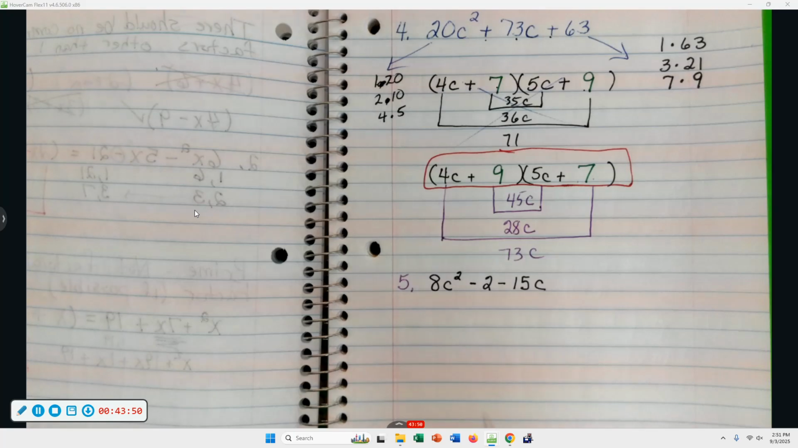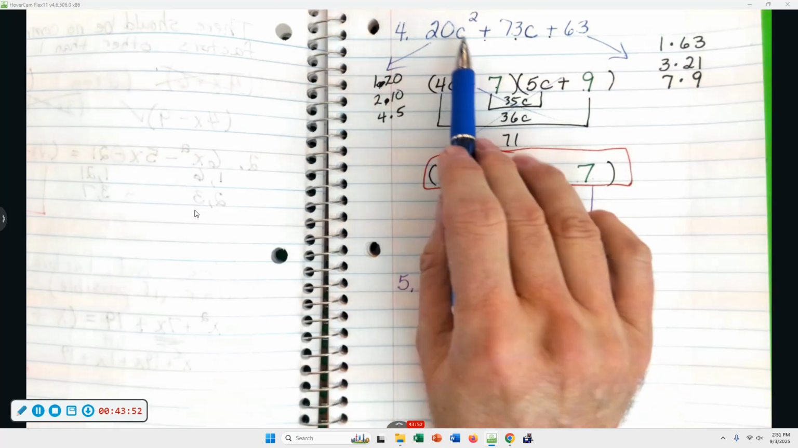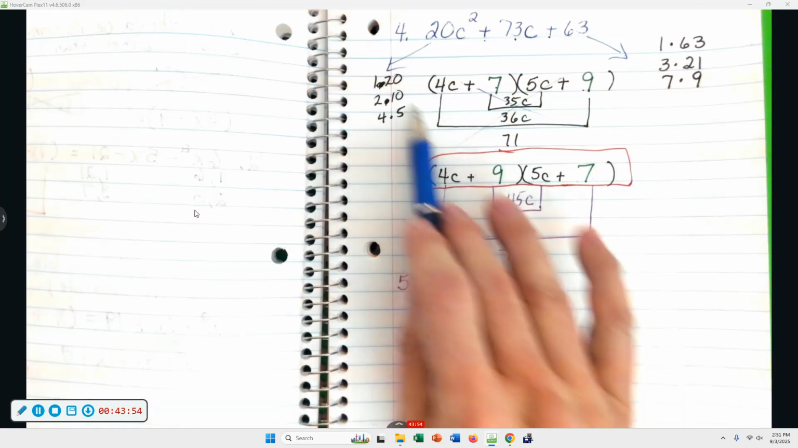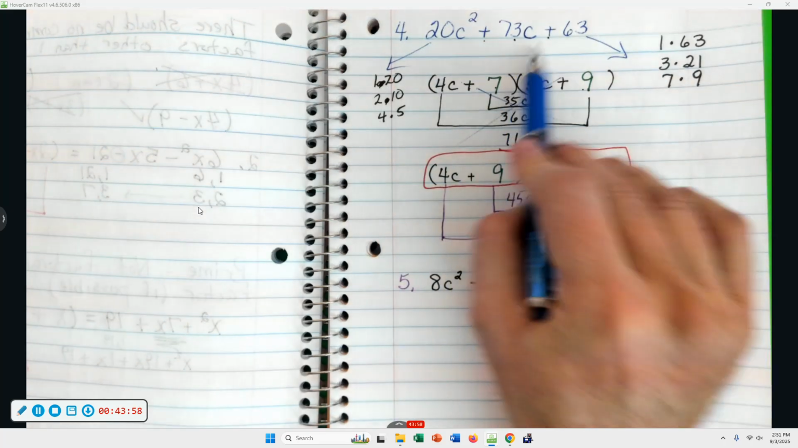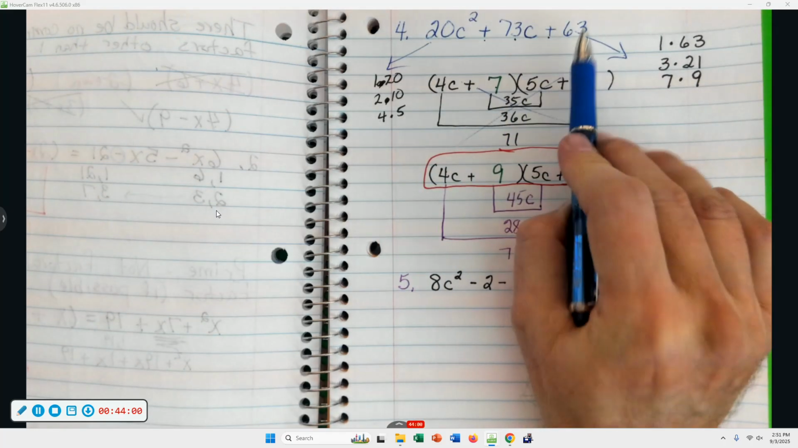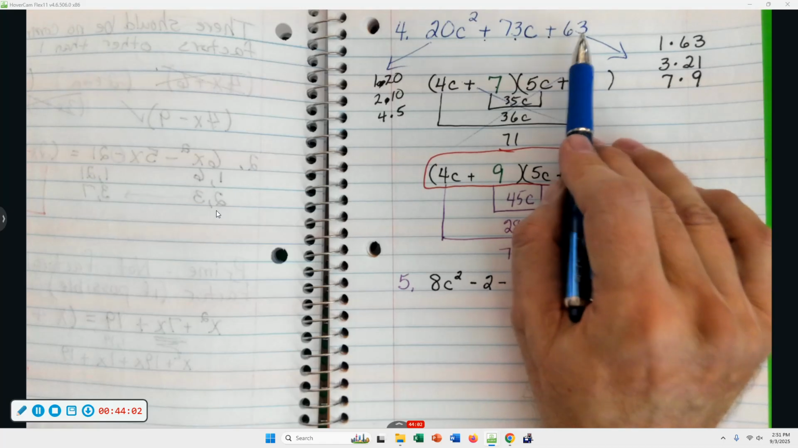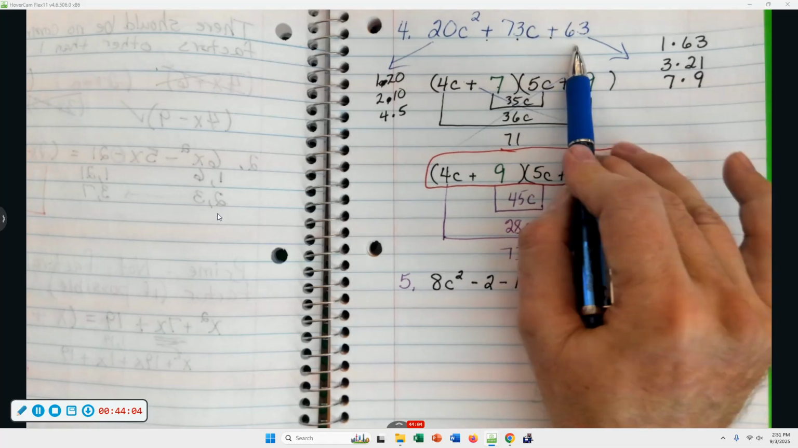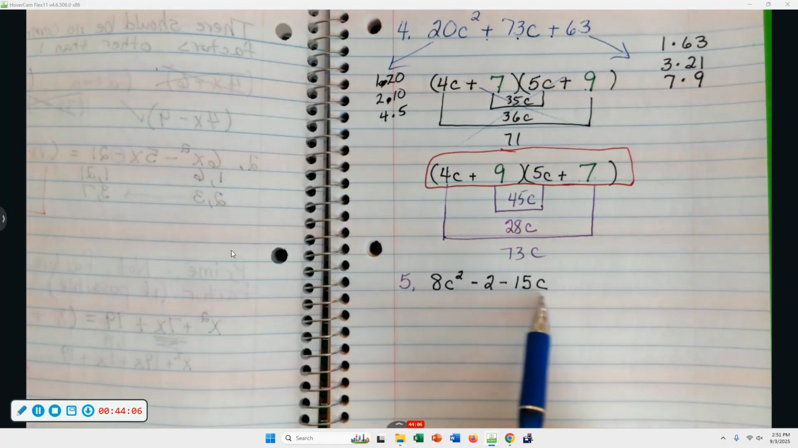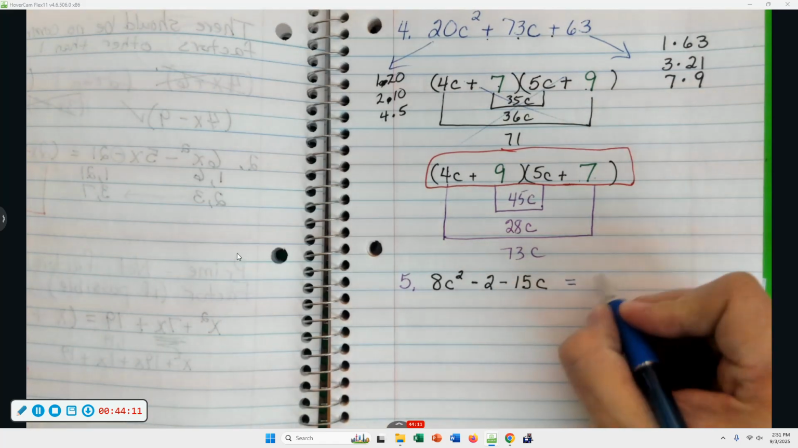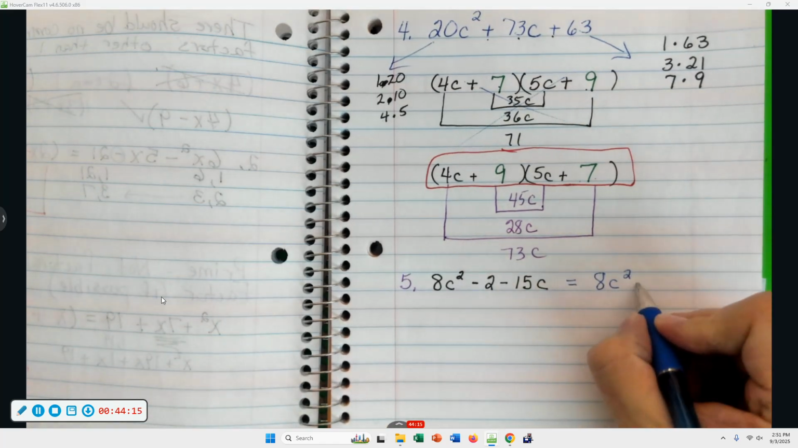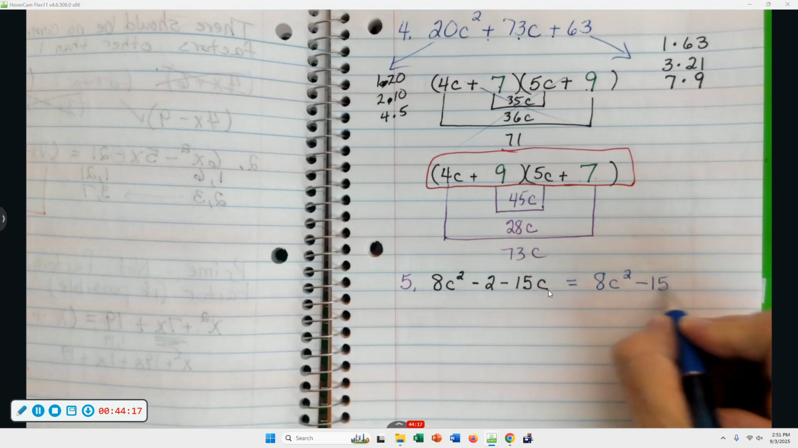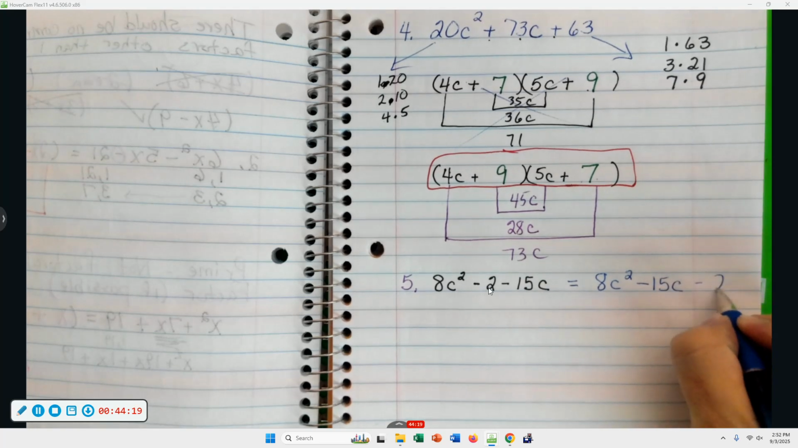But yes, it is. In order to factor this, look at when you FOIL it out, it ends up with c squared, c, and then a constant. The last number is called a constant. Notice there's no variable on it. This problem shouldn't have been written like this. It should have been written 8c squared, then a minus 15c minus 2.